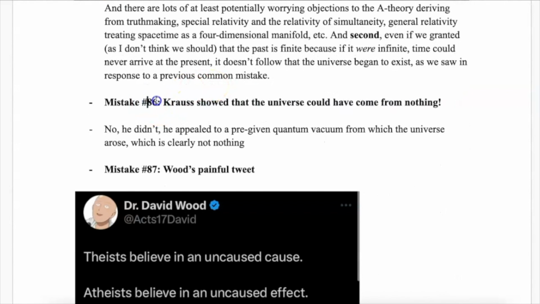All right, mistake number 86. Lawrence Krauss showed that the universe could have come from nothing. Oh boy, no, he didn't. He appealed to an already existent pre-given quantum vacuum from which the universe arose, which is clearly not nothing.